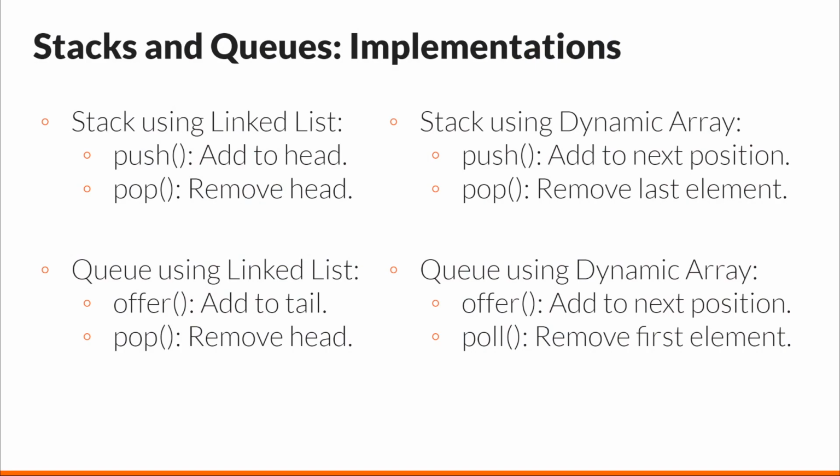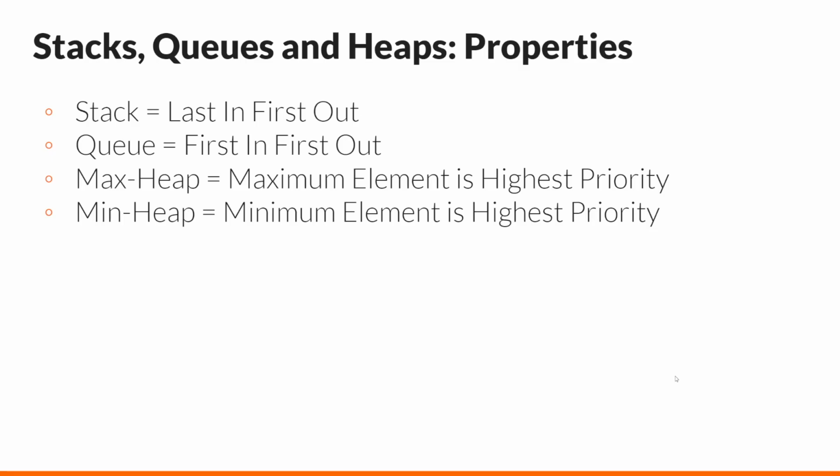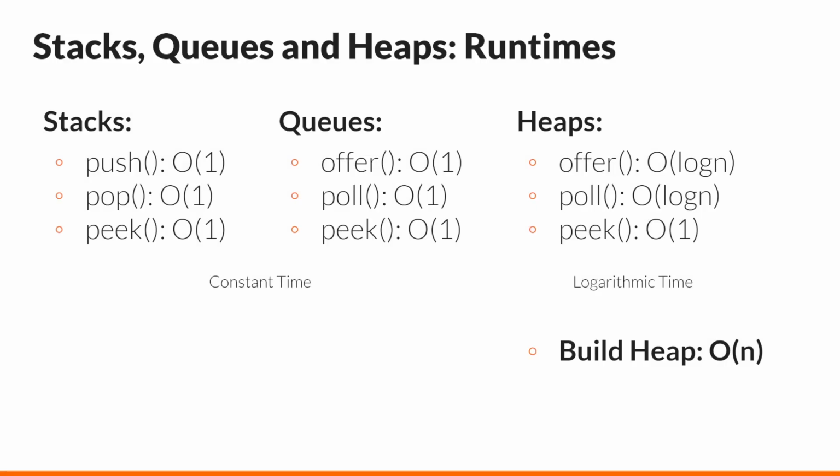So now the next thing that you need to know is the runtimes for each of these operations. So for stacks, whether I was doing the linked list approach or the dynamic array approach, when I push, it's just appending something, right? Which is an O of 1 operation. When I pop, again, I'm just manipulating some pointers, which is O of 1.